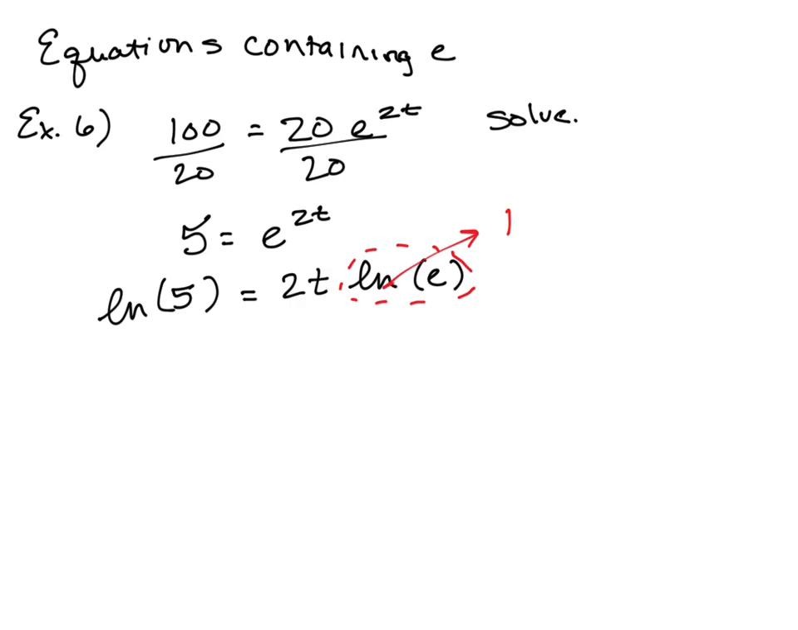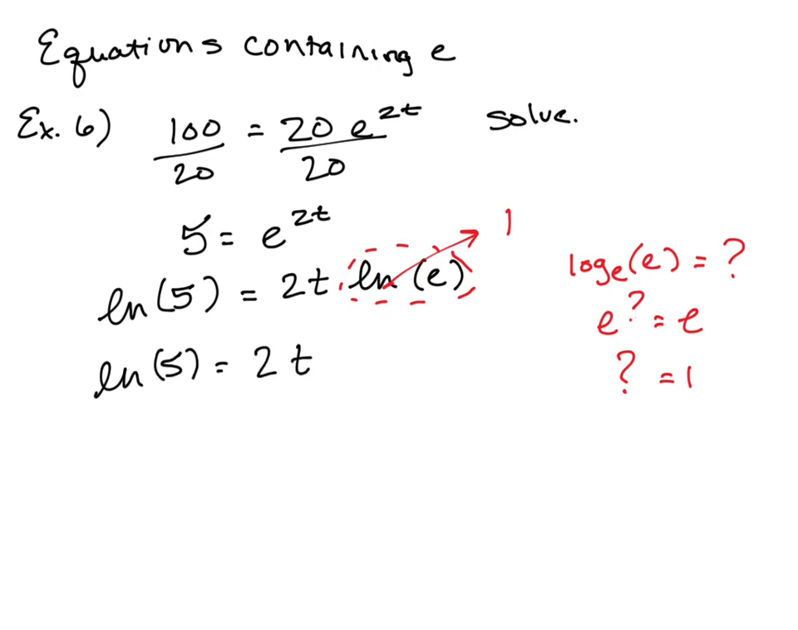Okay, so I want to revisit this thought. If I have log base e, which is natural log, log base e of e equals question mark. What am I asking here? I'm saying e to what power gives me e? 1. So the log base e of e is 1. In other words, natural log of e is 1. So that part of your equation goes away, and all you're left with is natural log of 5 equals 2t. So solve for t.